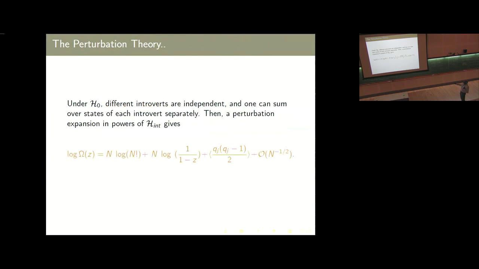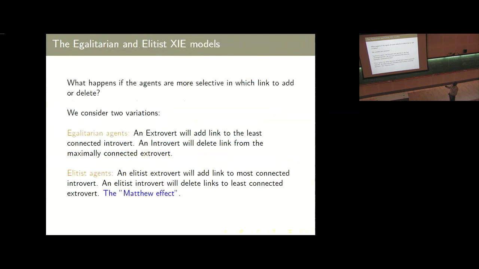And when you do that and do all the calculation, this log omega, which was the partition function, becomes n log n factorial plus n. So this is the series expansion in powers of H int. The first term is of order n squared log n. That is because the Hamiltonian is non-extensive. The next term is of order n. The next term is of order 1. The next term is of order n to the power minus half, and we didn't go further. But you know, in the large n limit, this perturbation expansion is very well behaved, and we don't need to go further. Okay, so this is about the elitist.